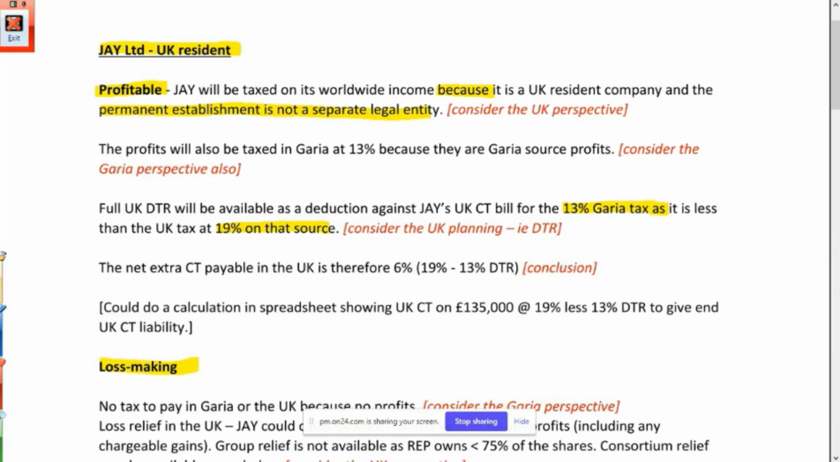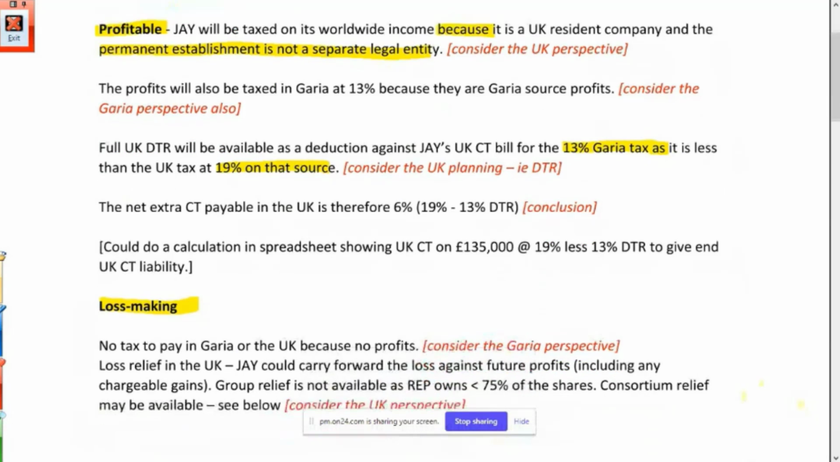Here's my conclusion. So in the UK, we'd pay another extra 6% corporation tax. Get 19%, but we get credit for the 13% Garia tax. So they pay 13% in Garia and the extra 6% here after double tax relief. That's a conclusion. Now, you could do a calculation there, but that's a very full, complete answer. You've considered it's UK resident profitable from the UK perspective, the Garia perspective, and you pulled it together as a conclusion. Okay, let's move on to what if it's loss-making.